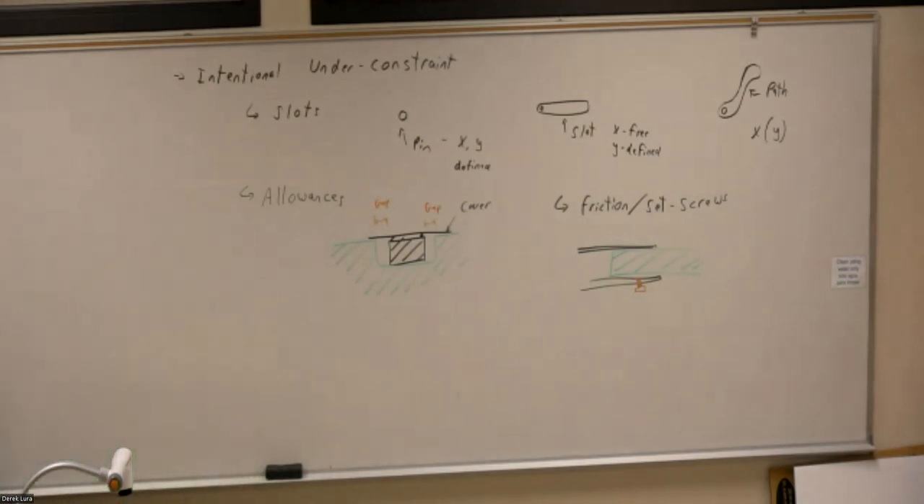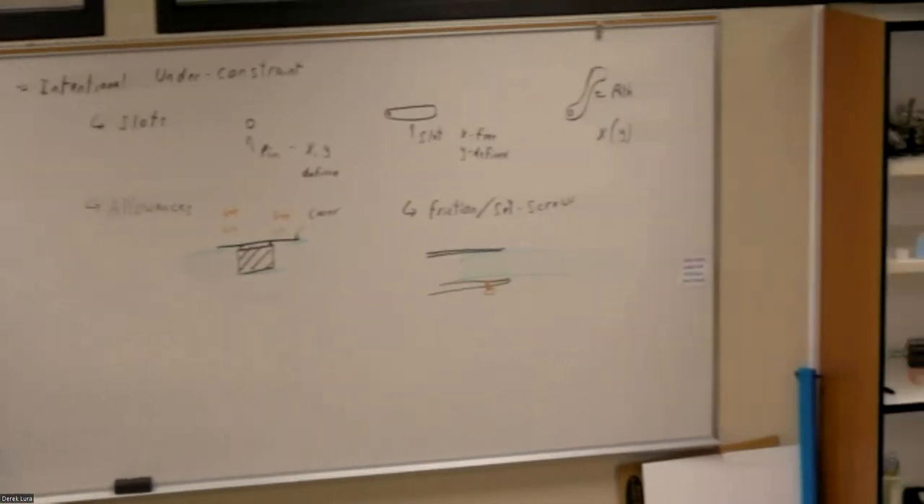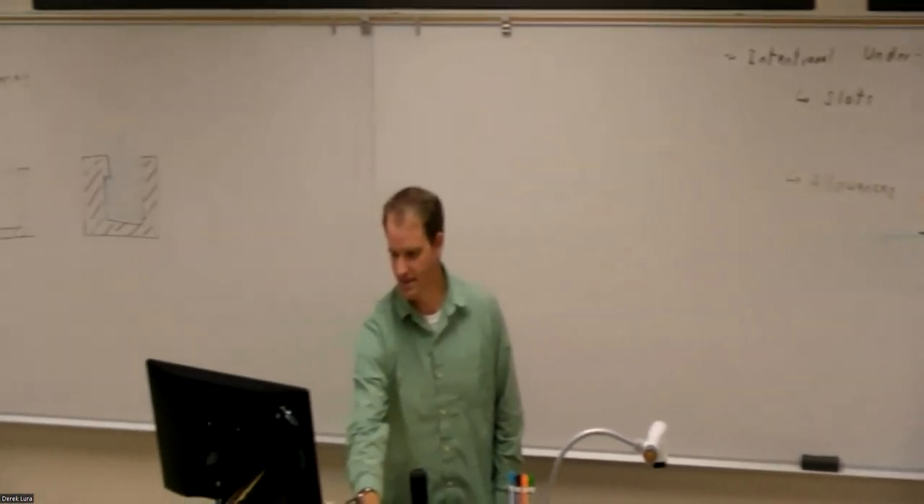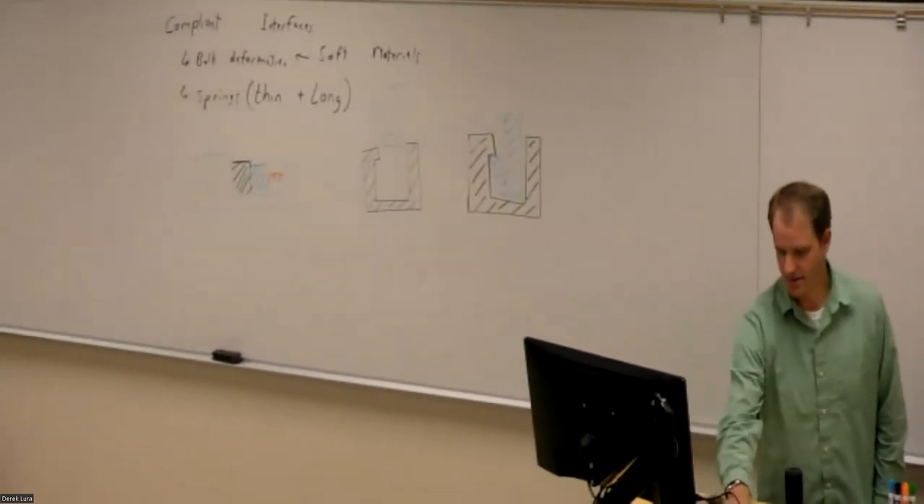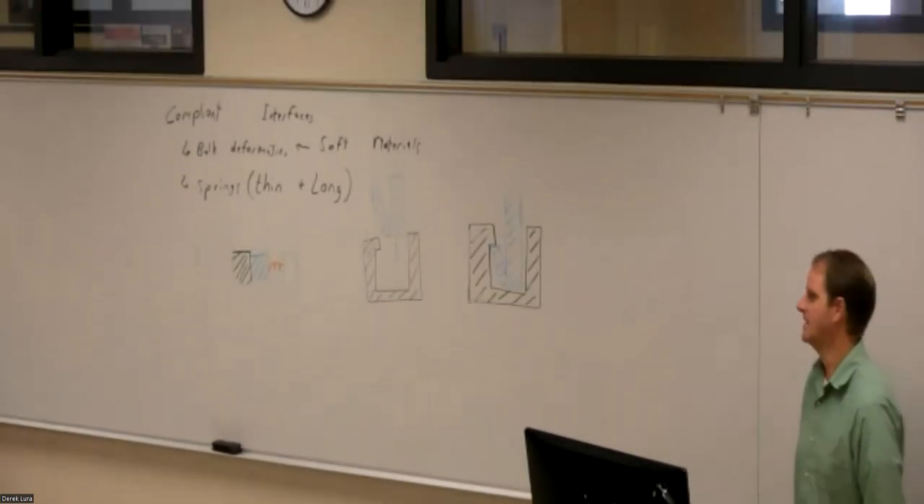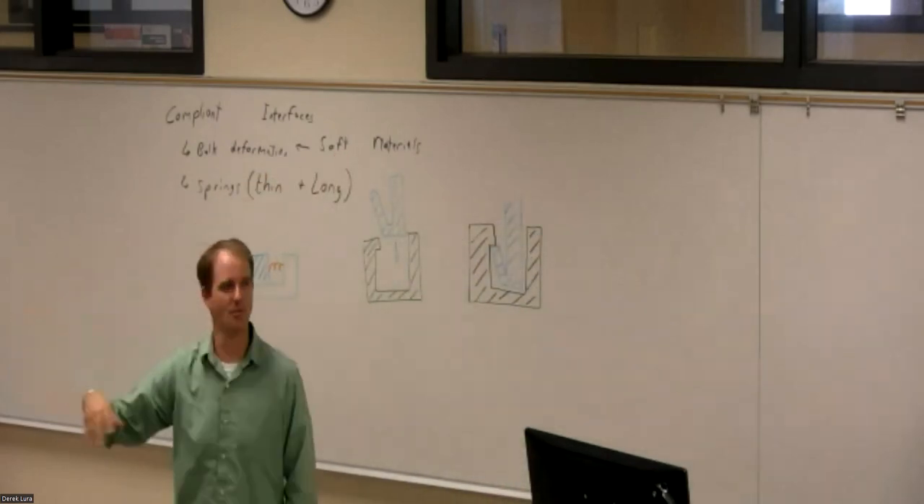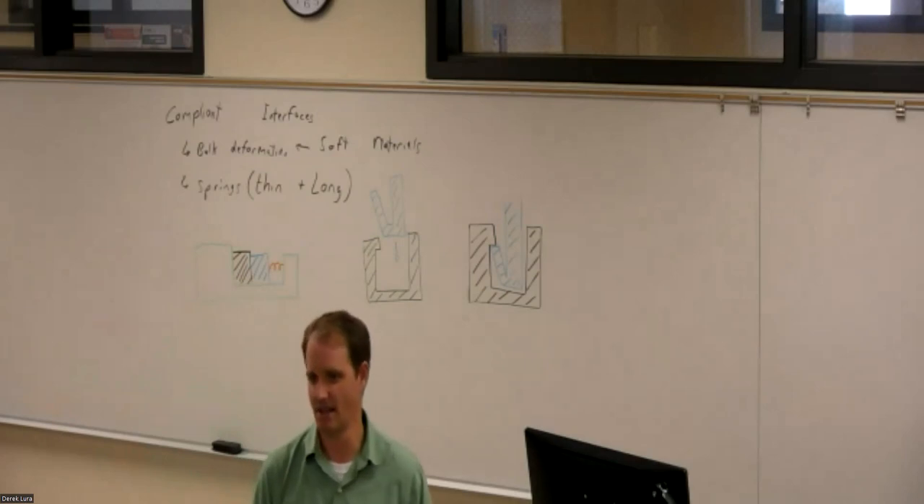The other thing that you can use besides using design changes is just the idea of allowing for the components to be compliant. And two common ways of doing this. One, you could just have softer materials. So if I have softer materials, they're going to be more resilient to errors in manufacturing sizes.